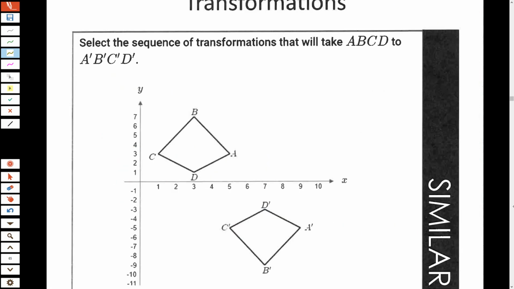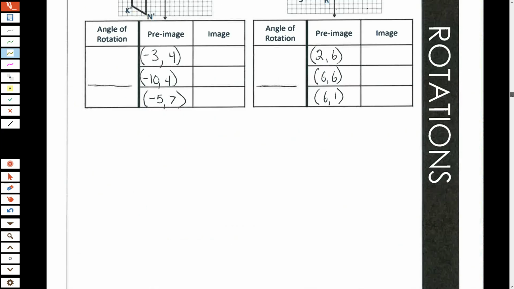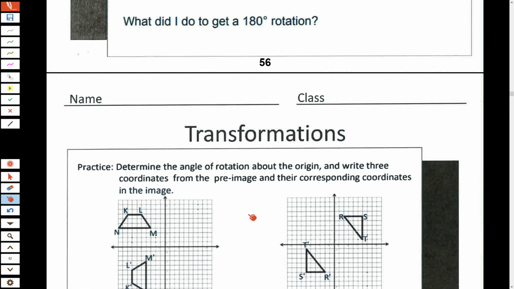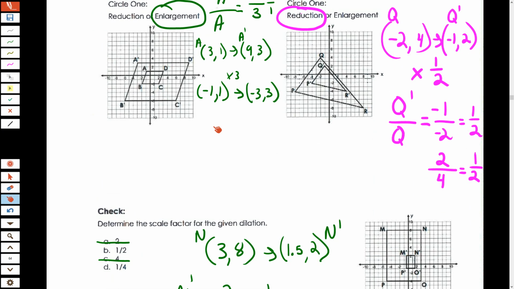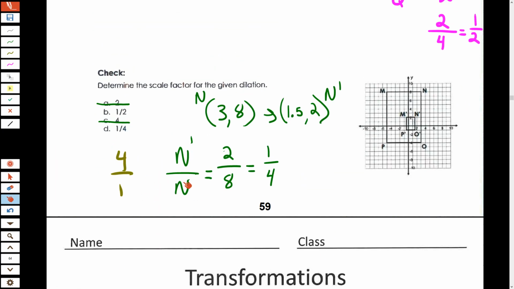Well, I don't know what happened. Oh my heavens, sorry you guys. You know that 4 is greater than 1, so that's going to be an enlargement. So you know immediately that is the wrong answer. You know that it's smaller, it's a reduction, it has to be less than 1. So your answer is going to be 1/4.